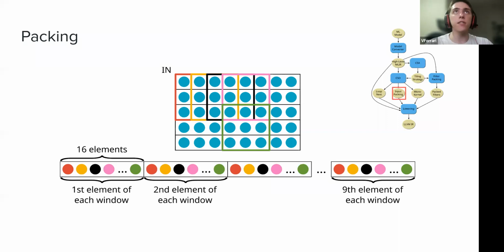So the packing layout is as follows. We pack the first element of each window and then the second element of each window all the way to the final element of each window. In this case, we're talking about 16 elements because our input tile has 16 windows in it. So imagine that we have a tile of 16 windows and we want to pack them for the microkernel. We do it like so. We take the first element of each window, then the second one, all the way to the final one, and for all channels as well. I'm omitting the channel hints here in the images for simplicity.